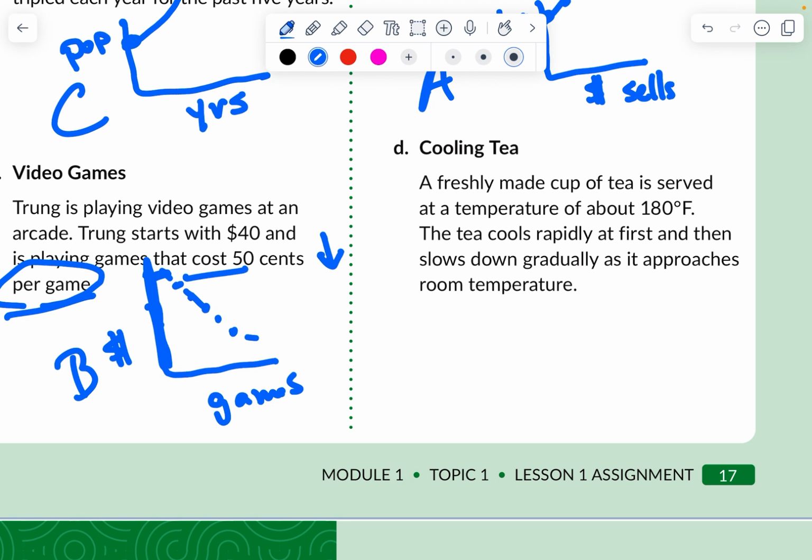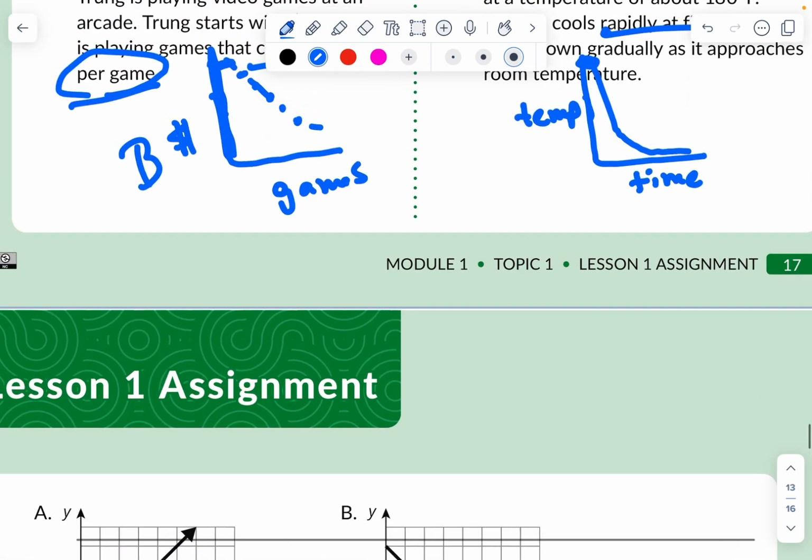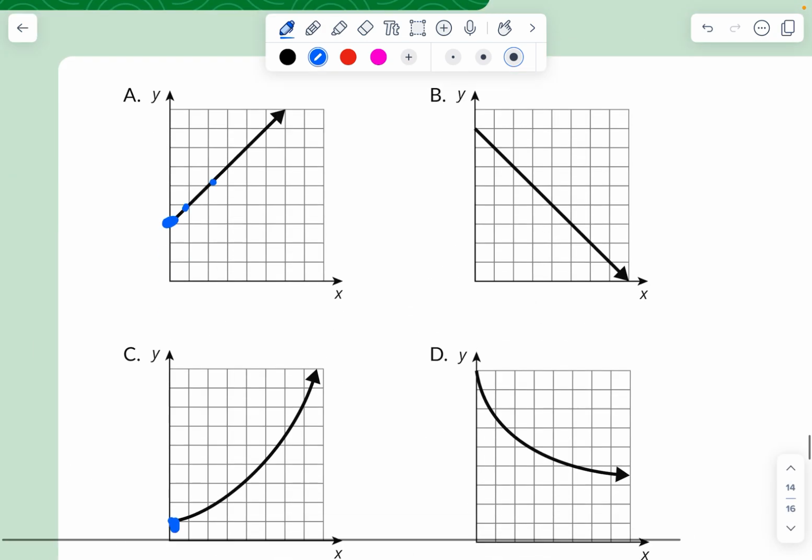This last one is a temperature, and it cools rapidly at first. Okay, once you think about cooling rapidly, that means it's moving fast, and then it slows down, okay? Remember we talked about time? This is involving time. So over time, the temperature is affected. We don't start out at 0 degrees. We start out way up at 180. And it starts dropping really, really fast, and then it slows down. And over time, it's not dropping as fast. So that's going to be graph D, okay?